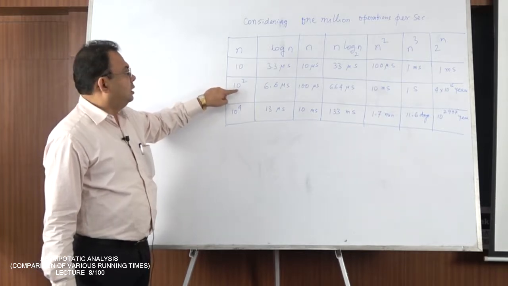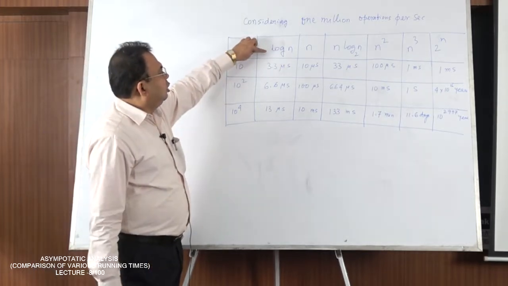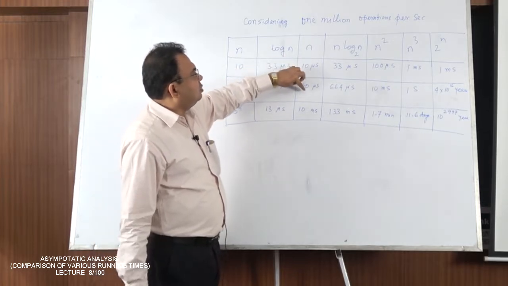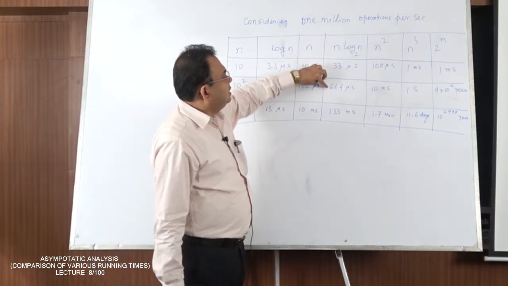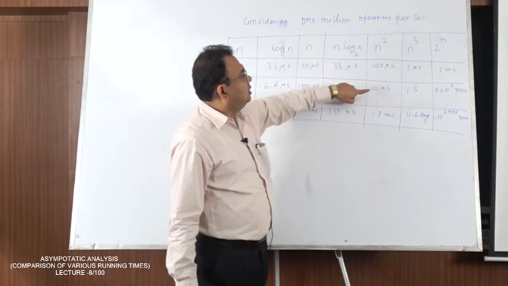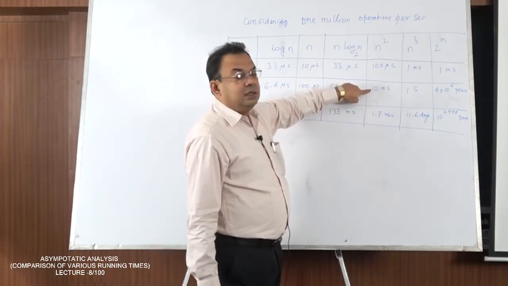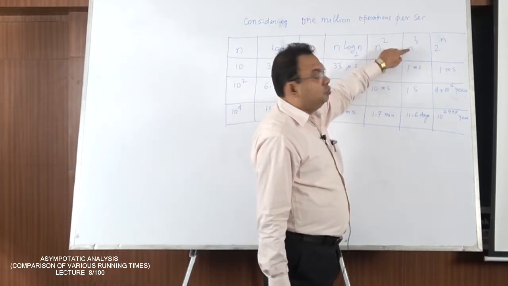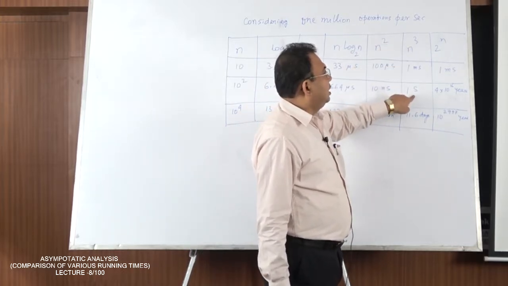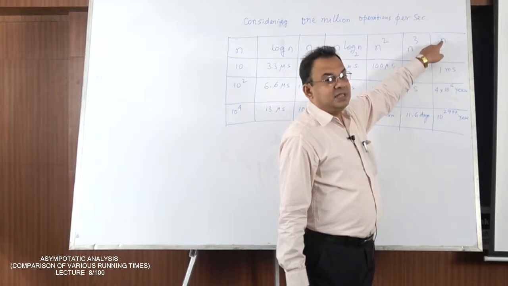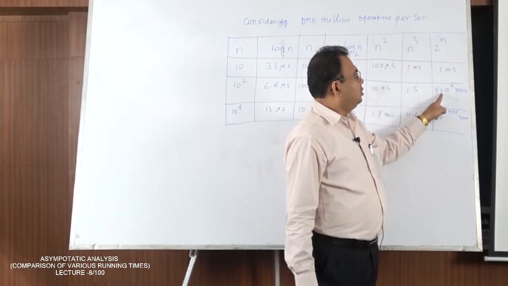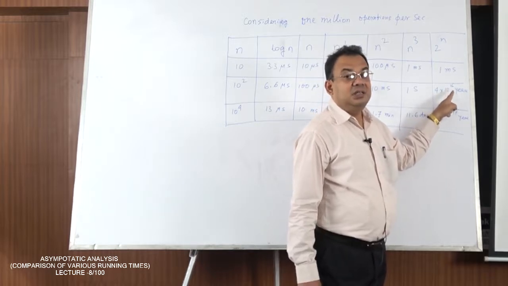but you understand that if the value of input is large, say n is 100, then log n has 6.6 microseconds, n is 100 microseconds, n log n is 664 microseconds, n square is 10 milliseconds. N cube algorithms take 1 second, whereas 2 to the power n, that is the exponential running time algorithm, will take 4 into 10 to the power 16 years.